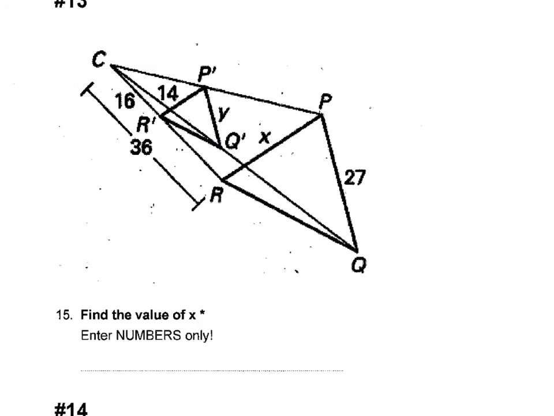Okay, children, here's 13. Same picture. We need to find the value of x. Where's x? It's right there. We want to know the length of this side, this PR. That's what x is representing. Now, who's the corresponding side with it? If you're thinking it's 14, you're right. So x and 14 go together.